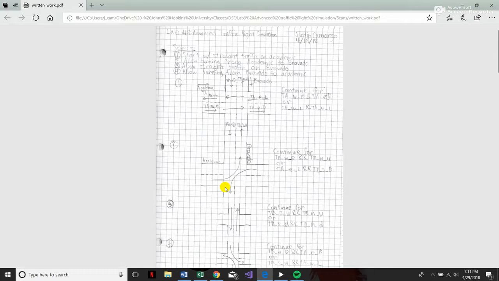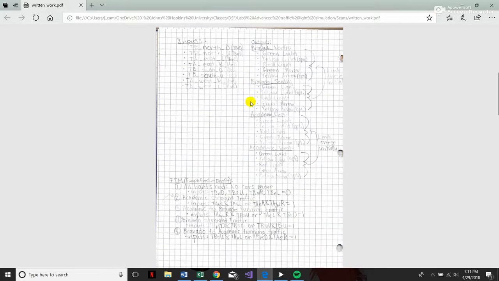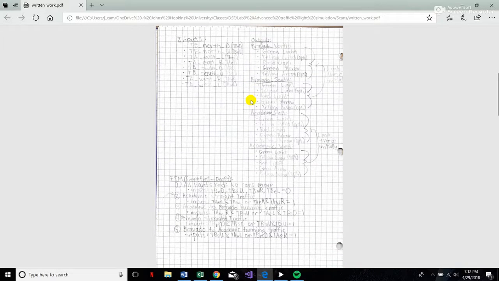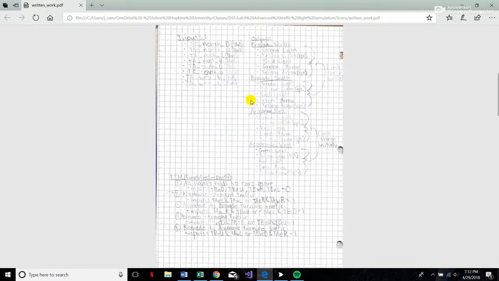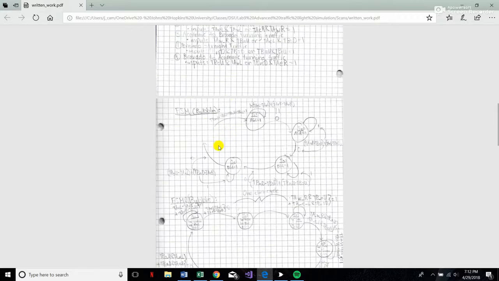So my general approach to this project was to reduce the traffic simulation down to its most basic form. And I did that through various drawings. And then I wrote out all the inputs, all the outputs. So I did that, wrote out the behavior according to various inputs, and then I created a FSM bubble design.